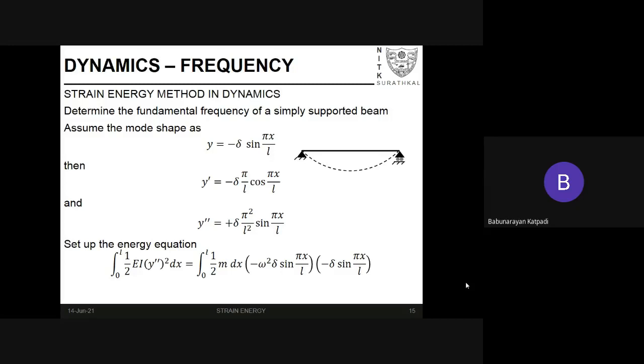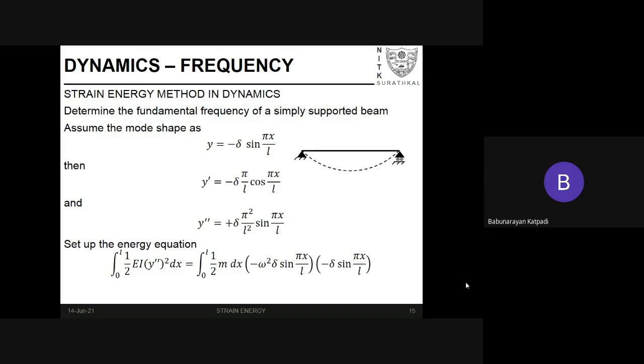So we want to substitute the values that we have assumed. Half EI into y double dash the whole squared dx will be the internal work. That should be equated to the work done by the external load. Here we have the external load as mass into acceleration, which gives the force, and force into distance gives the work. Half is because I'm taking it as real work. I'm equating internal work to external work.